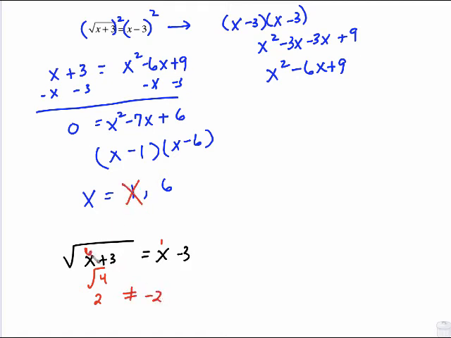If you put 6 in for each of these x's, 6 plus 3 is 9. Square root of 9 is 3. And on this side, 6 minus 3 is 3. Therefore, the 6 is our only solution.